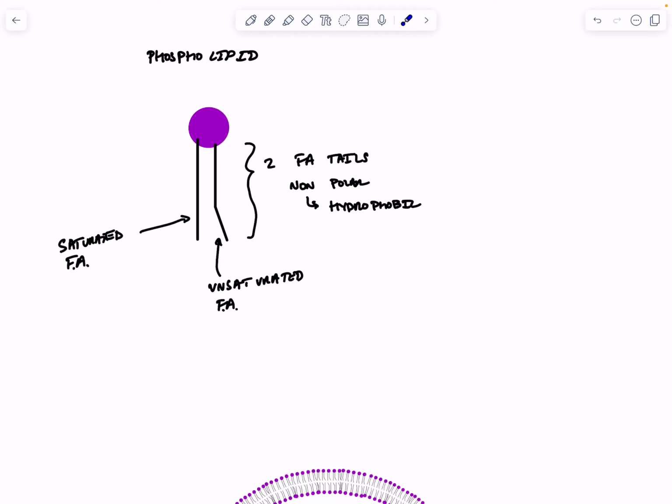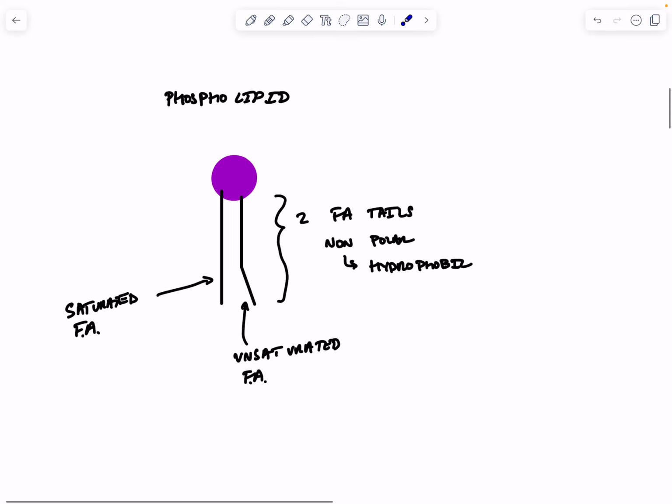Okay, this mixture of saturated and unsaturated fats within a phospholipid helps control the fluidity of the cell membrane. Remember, saturated fats are solid at room temperature and unsaturated fats are liquid at room temperature. So the combination of saturated and unsaturated helps determine the kind of melting point, if you will, of our cells.